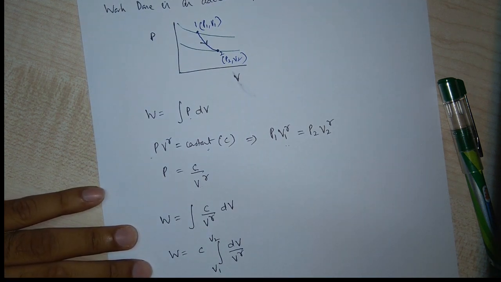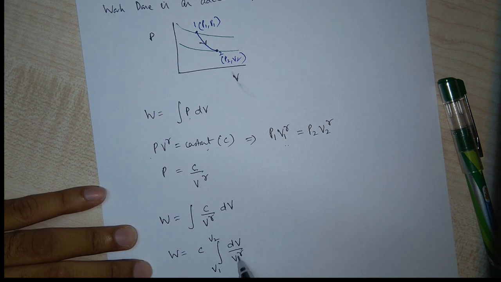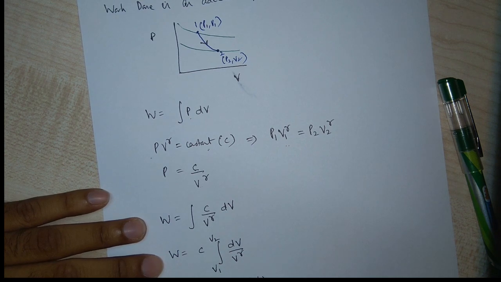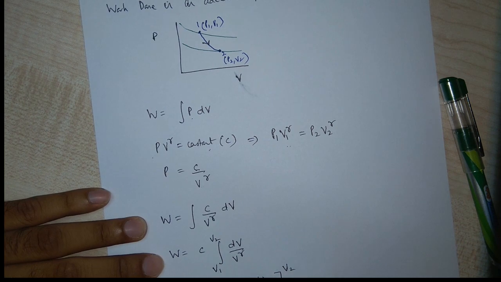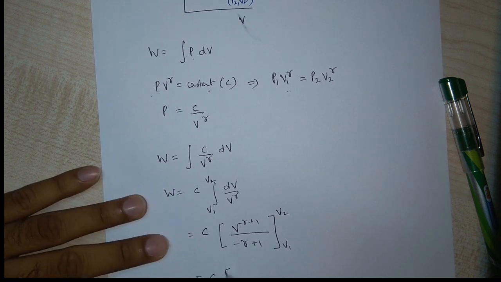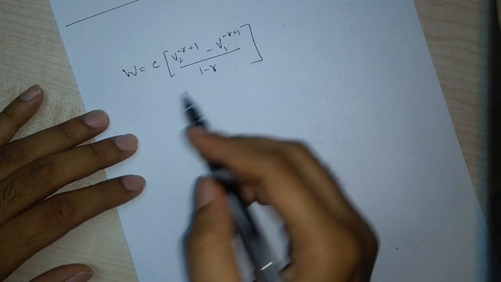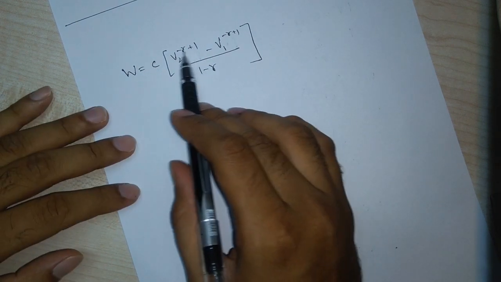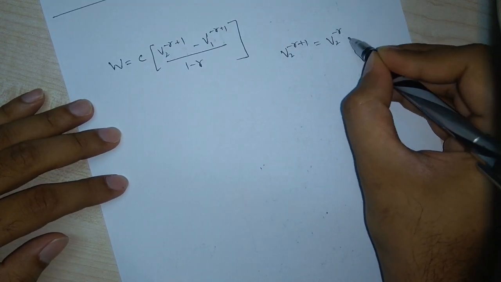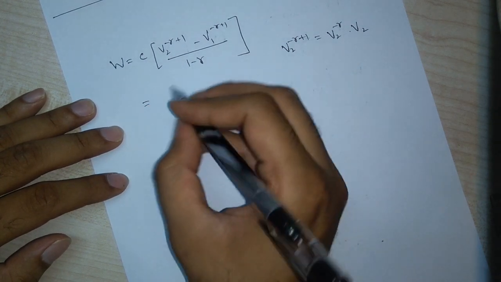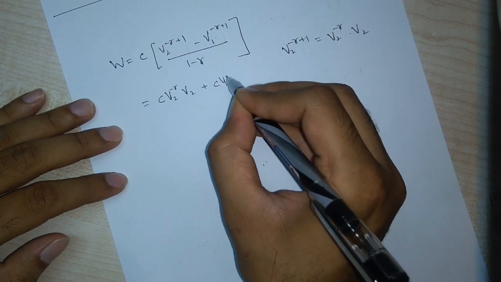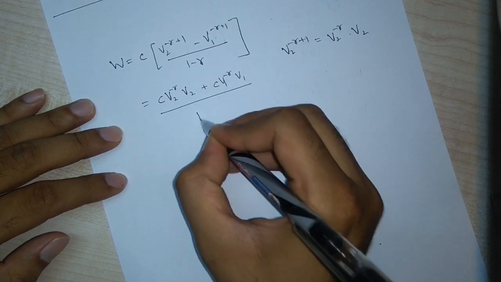Now the integral of dV by V raised to gamma is equal to V raised to minus gamma plus 1 divided by minus gamma plus 1, and the limits of the integral are V1 to V2. This is equal to C times, now multiplying C inside the bracket, and writing V2 raised to minus gamma plus 1 as V2 raised to minus gamma into V2, I get C V2 raised to minus gamma into V2 minus C V1 raised to minus gamma into V1, divided by 1 minus gamma.